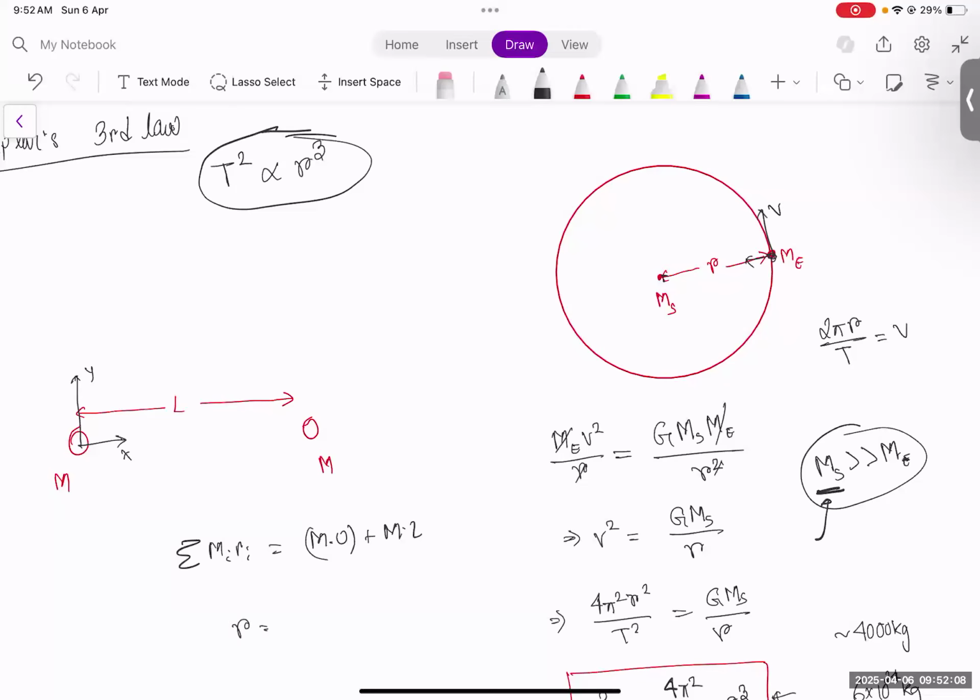So my R will be just mL divided by the net mass, which is 2m, which gives you L over 2, which makes sense. Your center of mass is at the middle point.